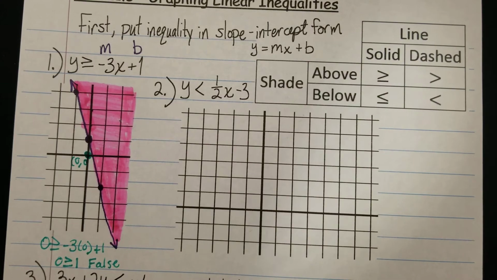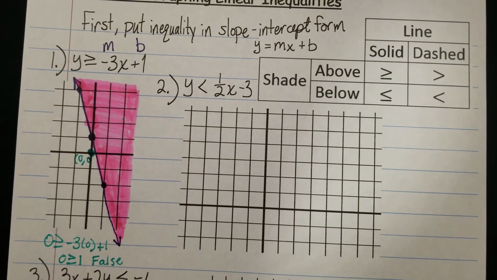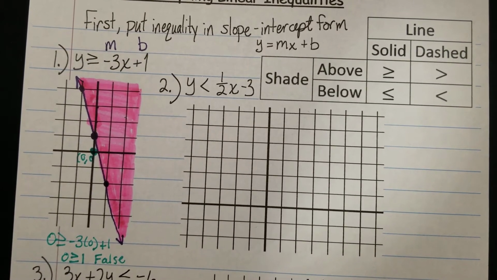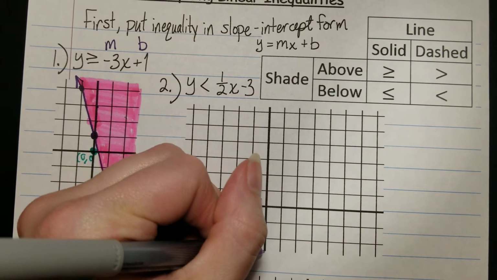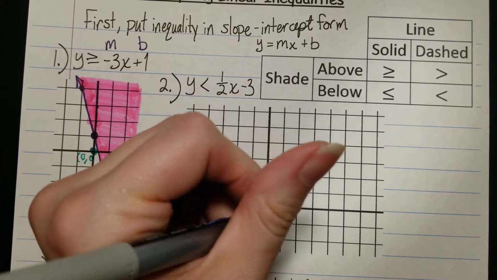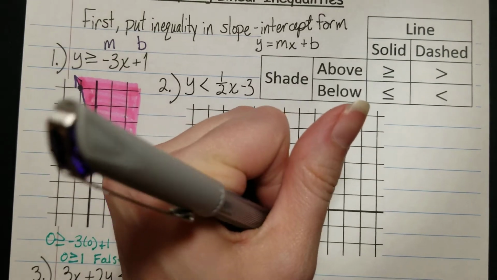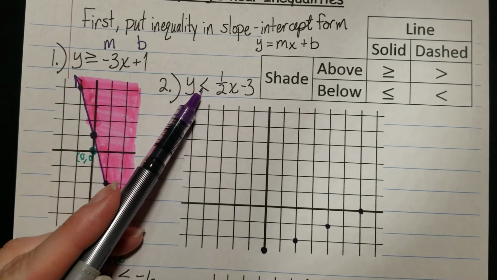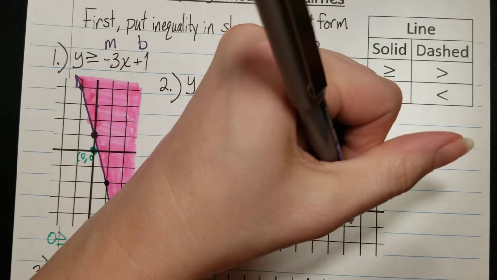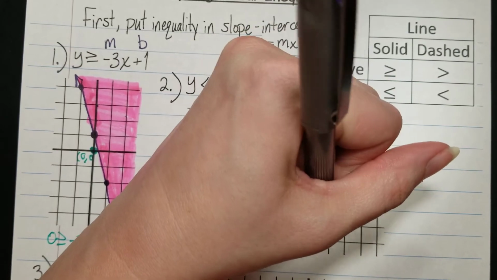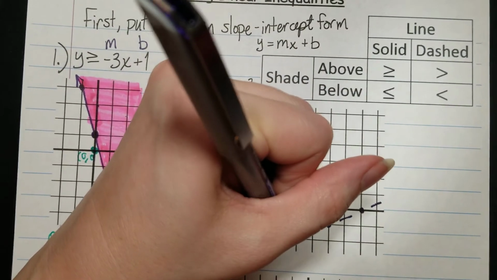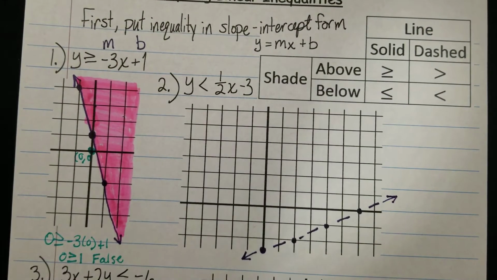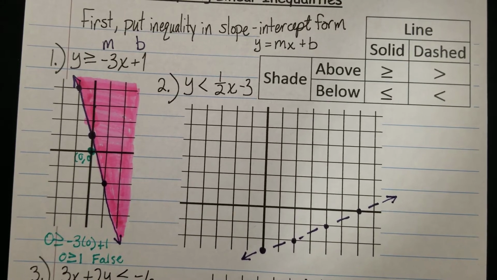All right. So number 2, again, that is in slope-intercept form. I can see that my y-intercept is -3, and my slope is 1/2. So from that point, I'll go up 1, over 2. I'll do that a few times. And in this case, it's strictly less than, not equal to. So I would use a dashed line to graph it. Okay, and it's less than, so I would shade below the line.